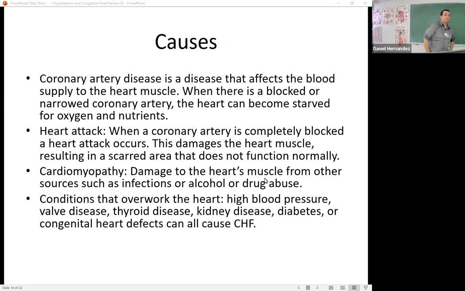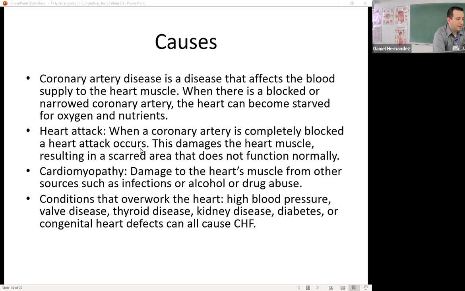Now, some of the causes or reasons why patients might enter into congestive heart failure. Here in the United States, the big one is going to be coronary artery disease, because it is the most prevalent disease that we're going to encounter in terms of the heart. Coronary artery disease affects blood supply to the heart muscle. When there's a blocked or narrowed coronary artery, the heart becomes starved for oxygen and nutrients, and we wind up with myocardial ischemia and poor cardiac contraction.